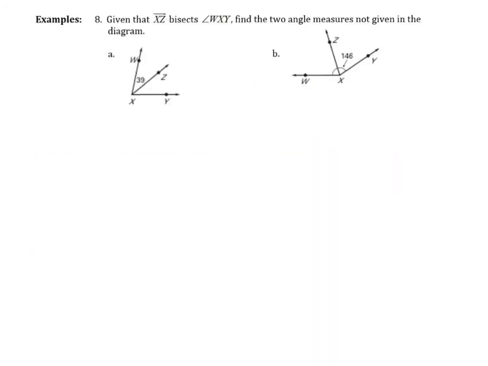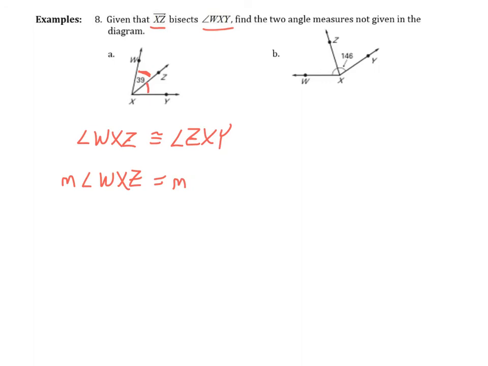The next example starts off by telling me that ray XZ bisects this angle WXY. So I know right away in my picture that these two angles are going to be congruent. So I can say that angle WXZ is congruent to angle ZXY. And in other words, based on that, I know that their measurements are going to be equal.